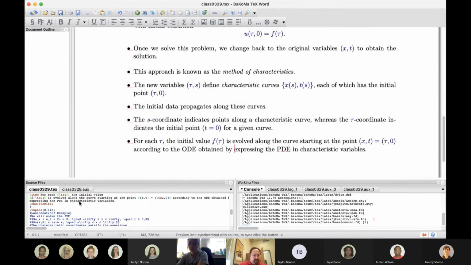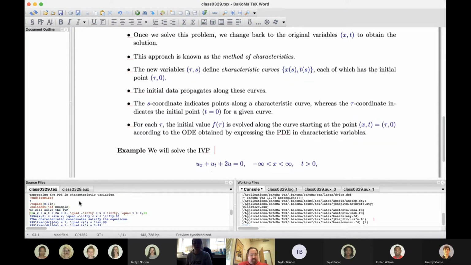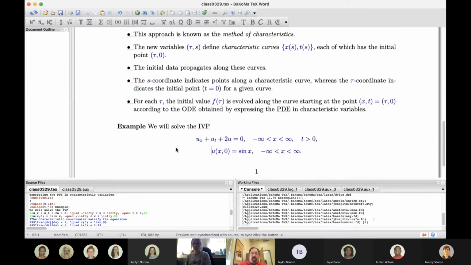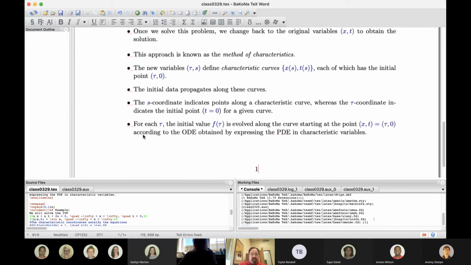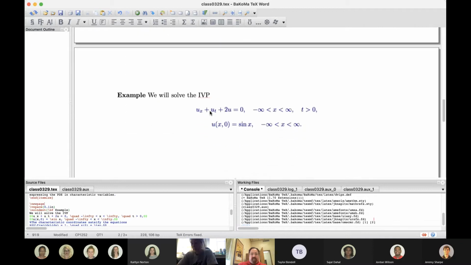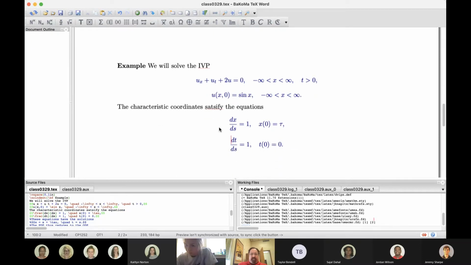So now I'll show some examples of how the method of characteristics is used. So here's our example problem. Let's see, we'll start this on a new page. Okay, and with our initial data. So then we write down the ODEs for our characteristic equations. dx/ds is a coefficient of ux, which is 1. dt/ds is a coefficient of ut, which is also 1.